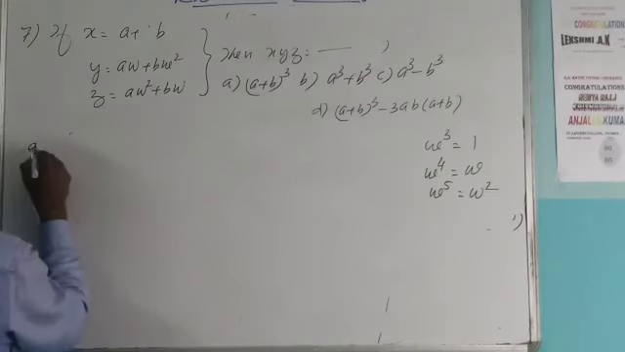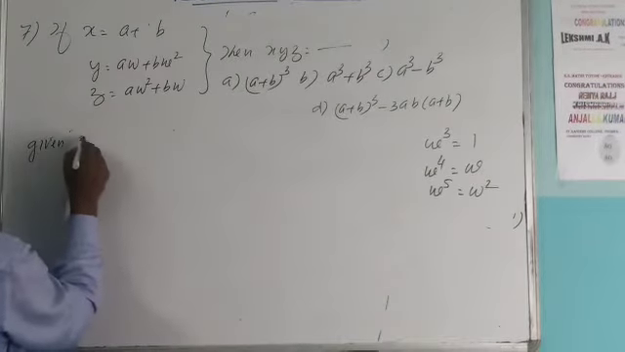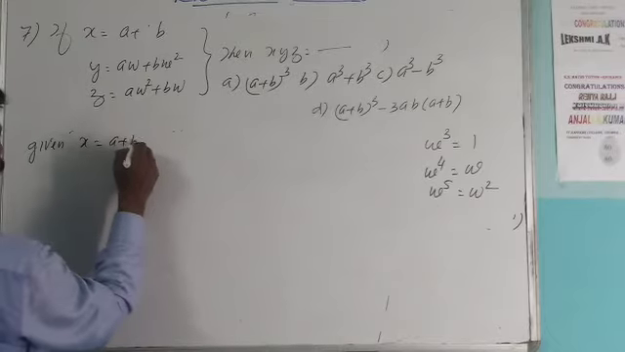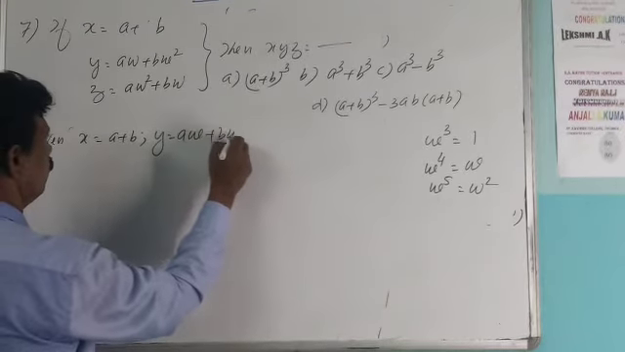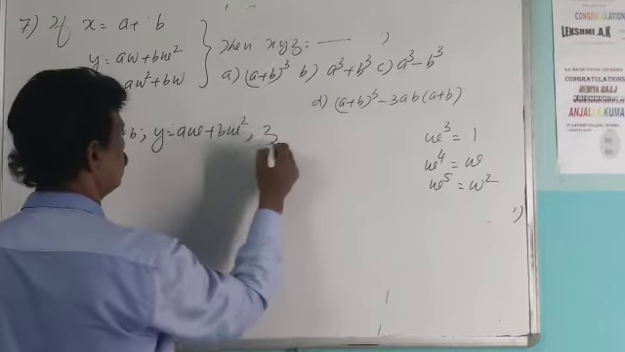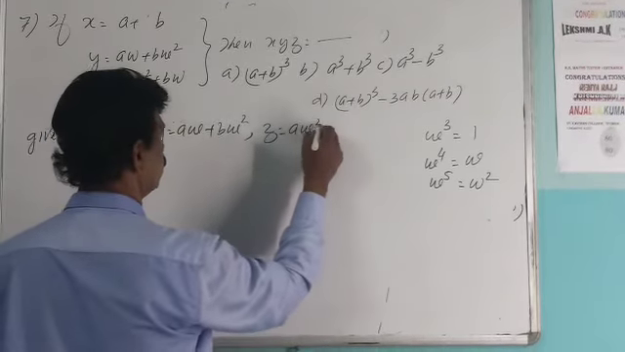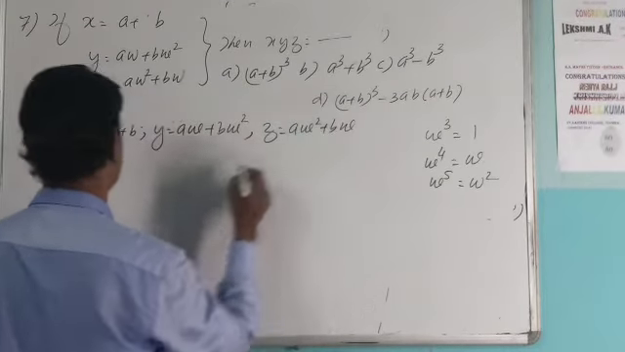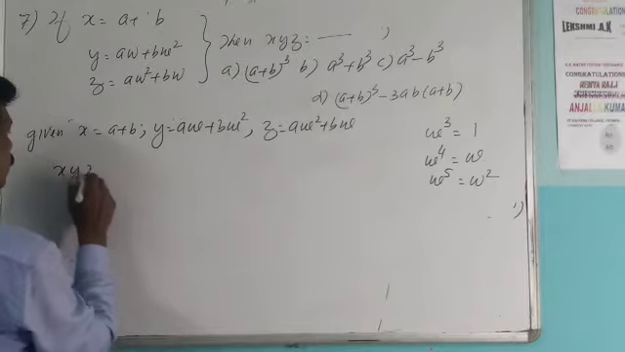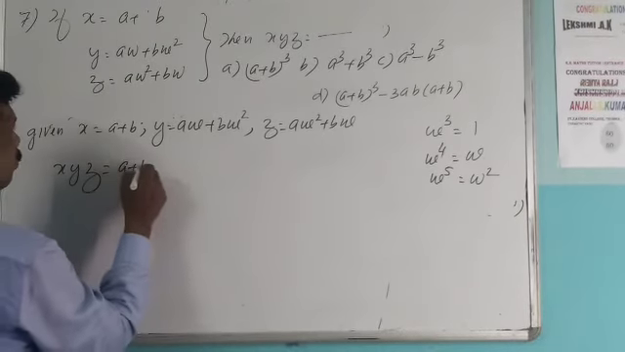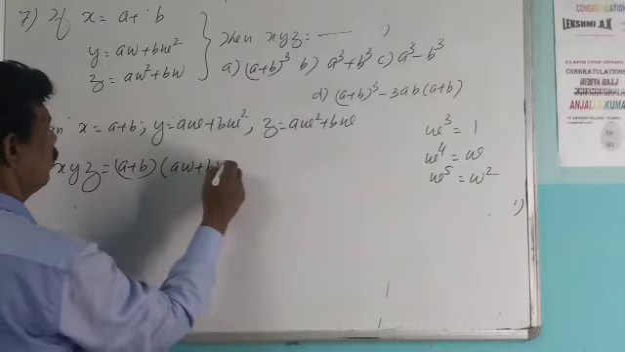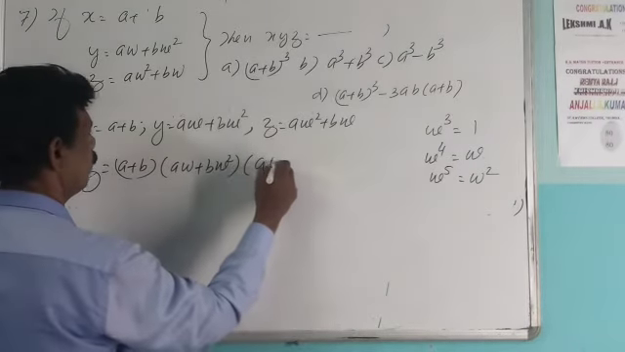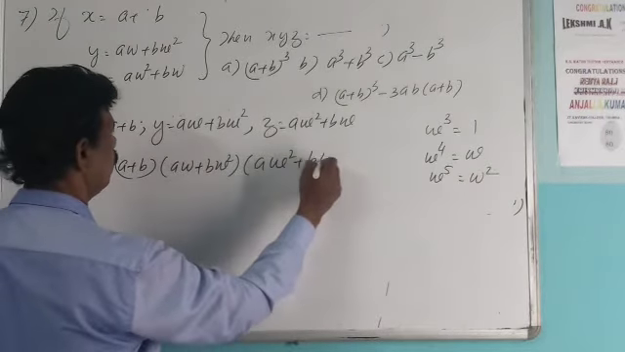Given x equal to a plus b, y equal to a omega plus b omega square, and z equal to a omega square plus b omega. Then xyz equals (a plus b) into (a omega plus b omega square) into (a omega square plus b omega).